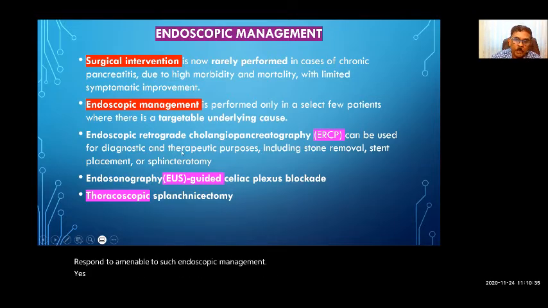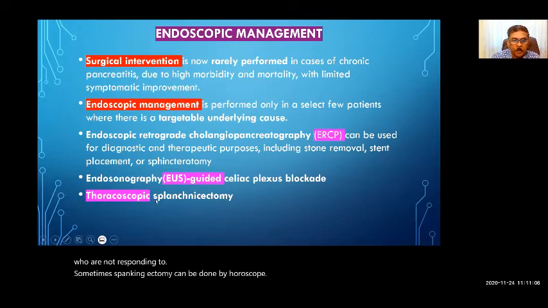ERCP can be used for diagnosis, as I said, and also for therapeutic purposes, including removal of stone, placement of stent, and sphincterotomy. Endoscopic or EUS-guided celiac plexus block can be done to reduce chronic pain in patients who are not responding to opiates. Sometimes splanchnicectomy can be done by thoracoscopy, damaging the sympathetic system, which mediates the pain in these patients.